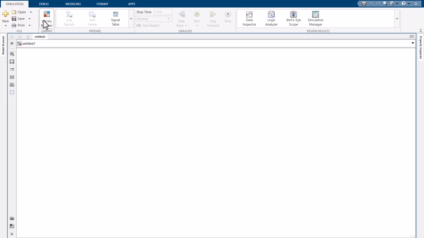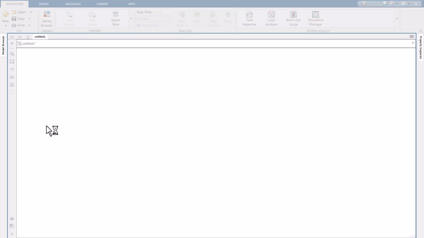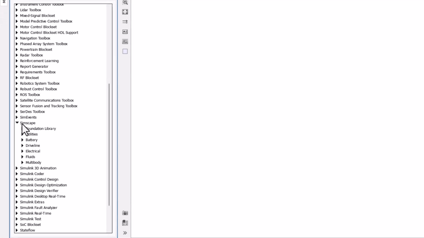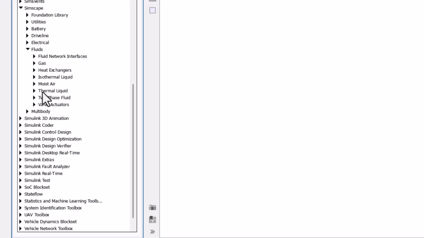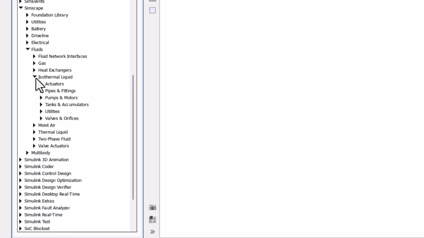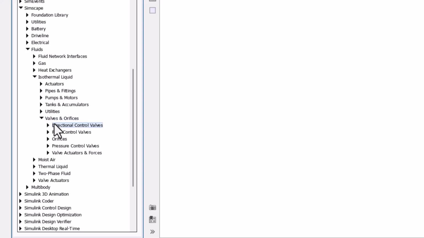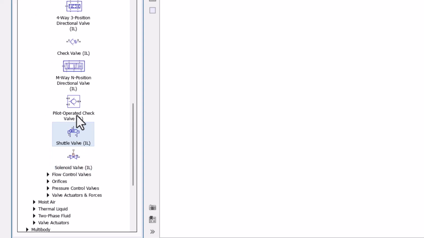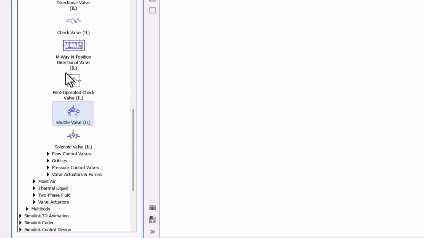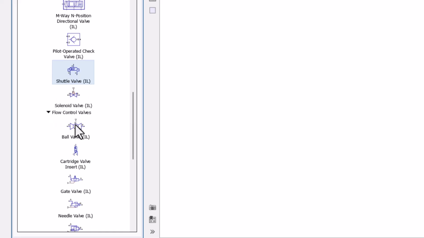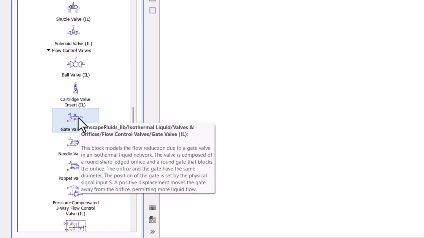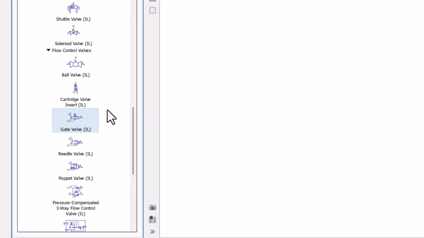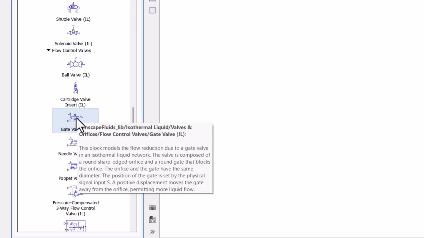So I open Simulink, and in the library browser, I look for Simscape, and it is going to be an isothermal liquid model. Here, under valves and orifices, you can see there are different types of valves. You can see solenoid valves, shuttle valves, and all different types. Also, there are ball valves, gate valves, and so many other options. And as you probably know, gate valves are so convenient for shut-off use.